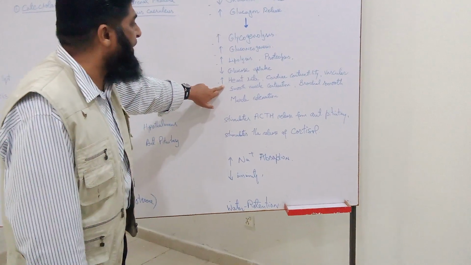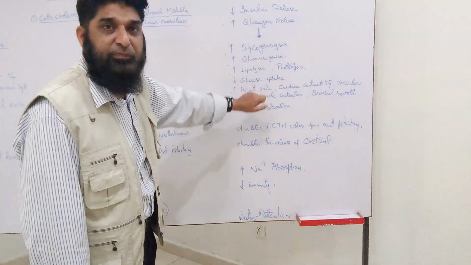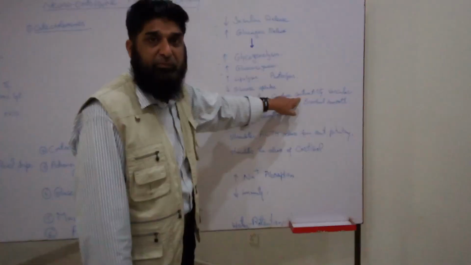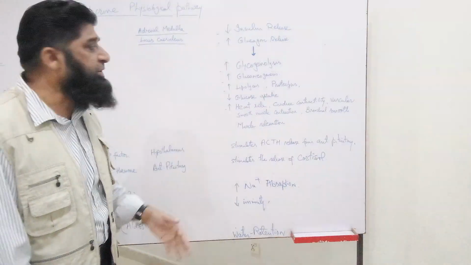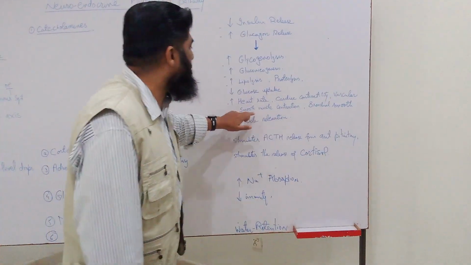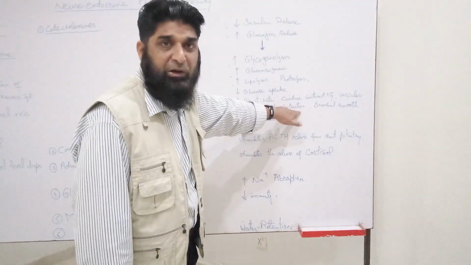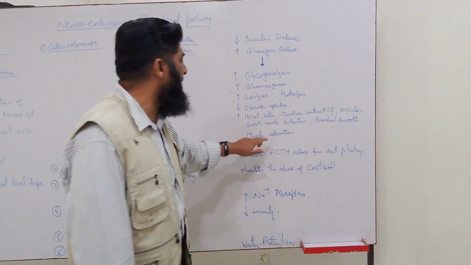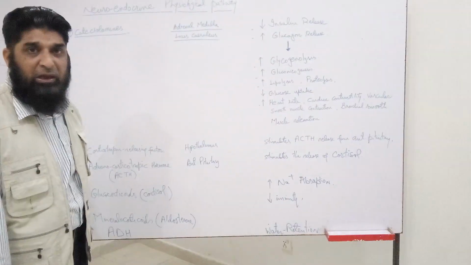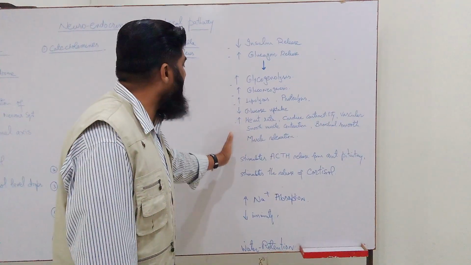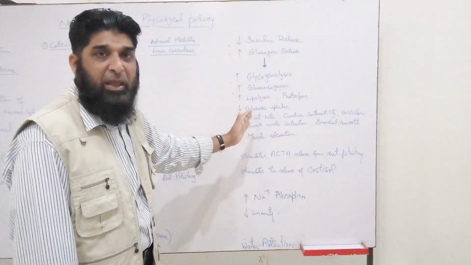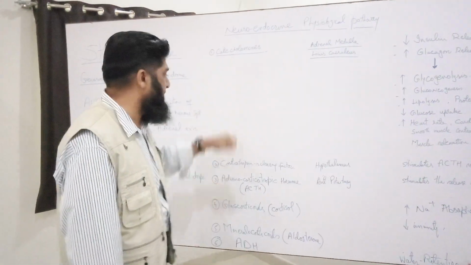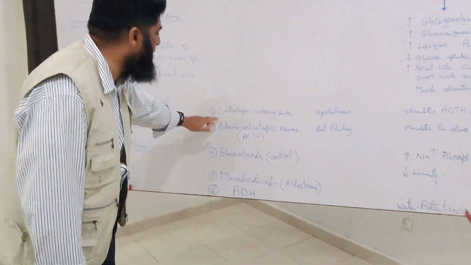There is increased heart rate, increased cardiac contractility, increased vascular smooth muscle contraction and bronchial smooth muscle relaxation. Students, these are the physiological responses in reply to catecholamine release.